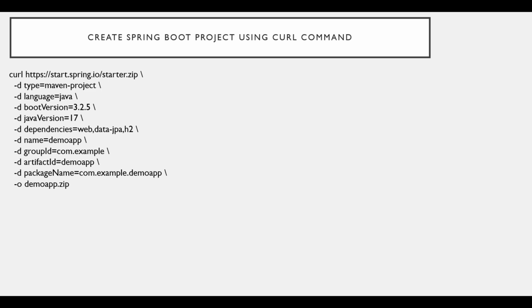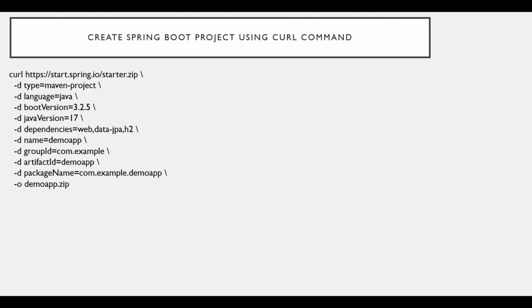Now, if you see here, I've given the curl command with the website it is going to refer to, and then you'll see what kind of project it is, the language you've chosen, the Spring Boot version, the Java version, the dependencies you want to add to the project, the name of the application, the group ID and the artifact ID, the packaging, and then the zip file. Once you run this command, you will be able to download that project locally, and from there you can import it into your favorite IDE.